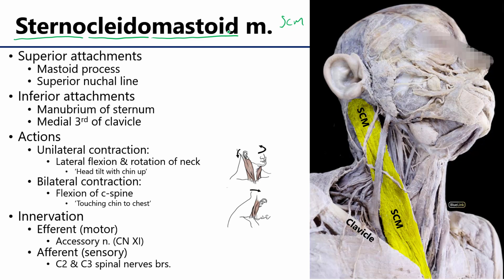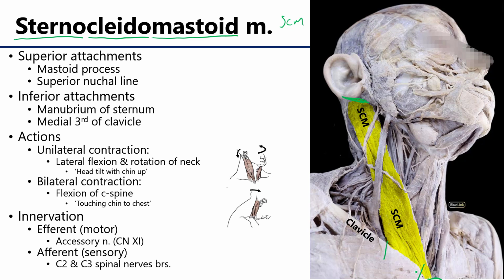So its superior attachment sites include that mastoid process of the skull, as well as the superior nuchal line. Its inferior attachment sites include the manubrium of the sternum, that's that anterior bone of the thorax, as well as the medial third of the clavicle.